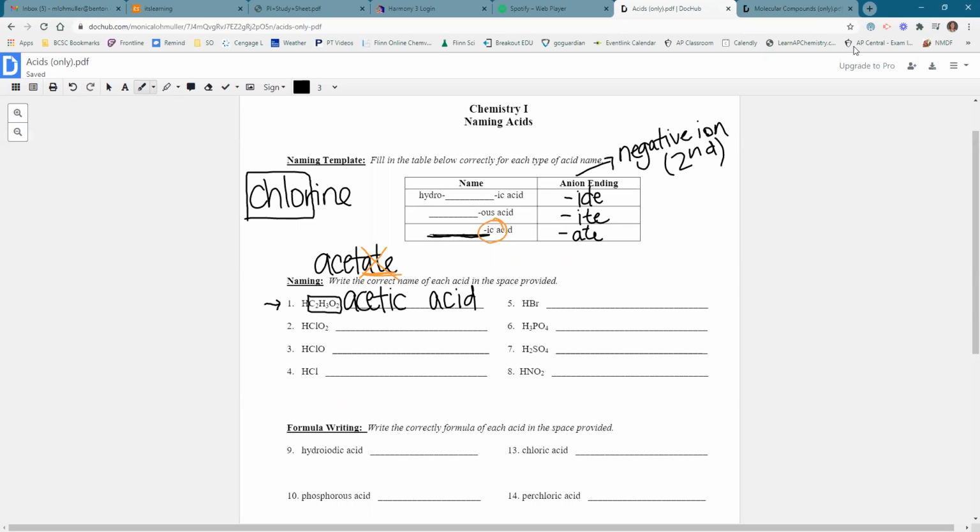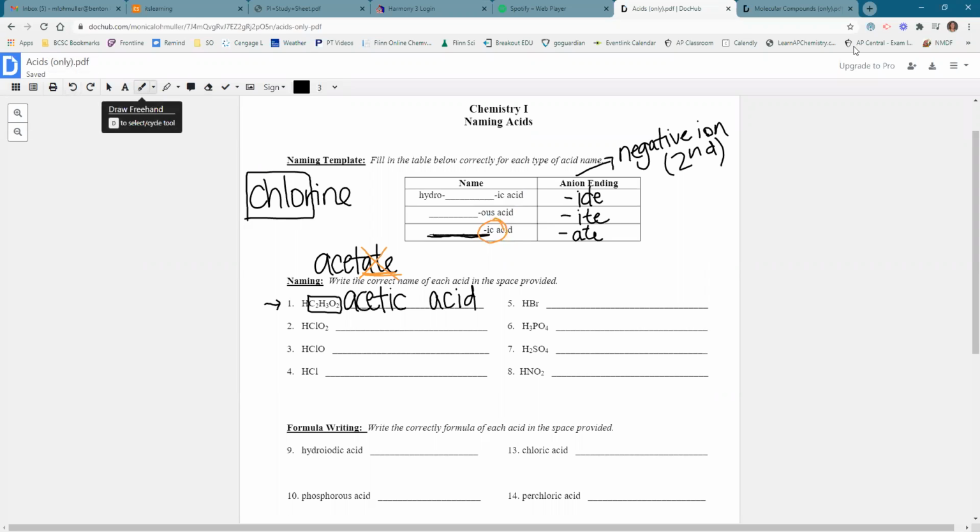Okay, now let's try another one. Let's just skip over to number 5. Okay, let me erase a couple things. Wait, no. Oh, I don't know. Anyway.